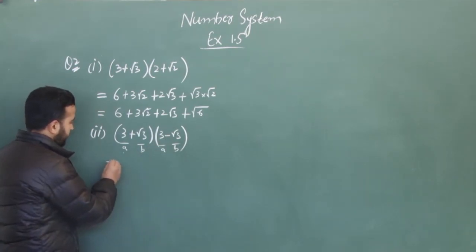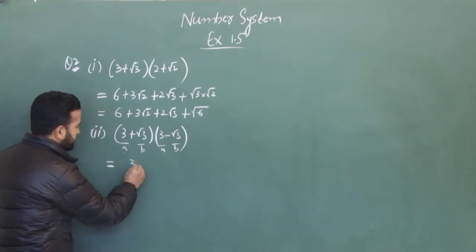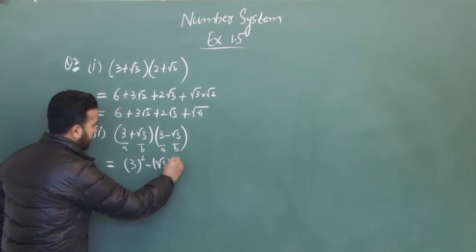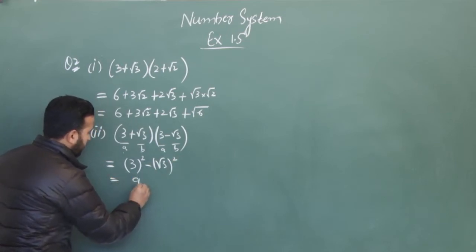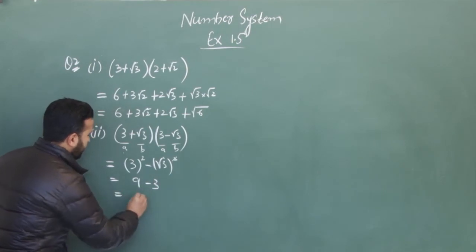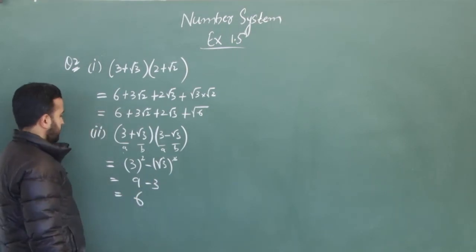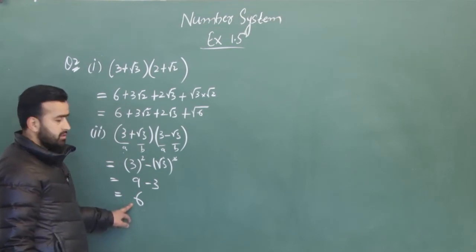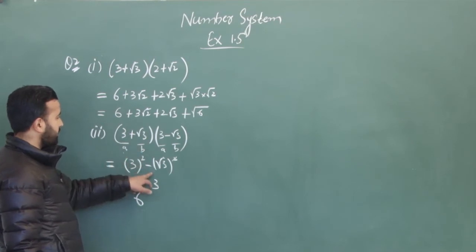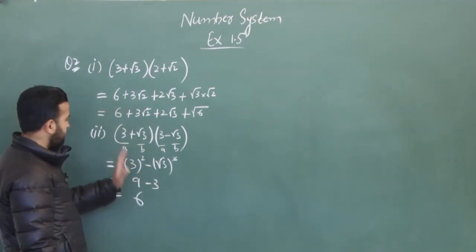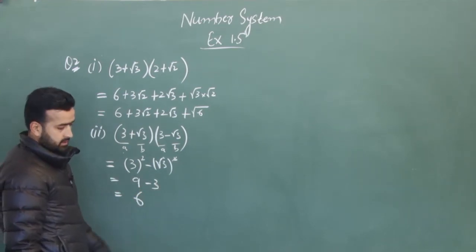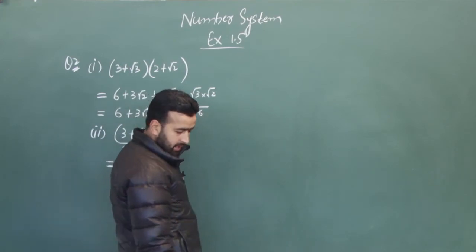We have the identity that it is equal to a square minus b square. So we can write it as 3 square minus root 3 square. That will be equal to 9 minus 3, since square and root cancel, and the resultant value is 6. So after multiplication, the identity a square minus b square can be applied here, and performing the simple subtraction, we get the result as 6. Similarly, some of the other examples can be solved like this.